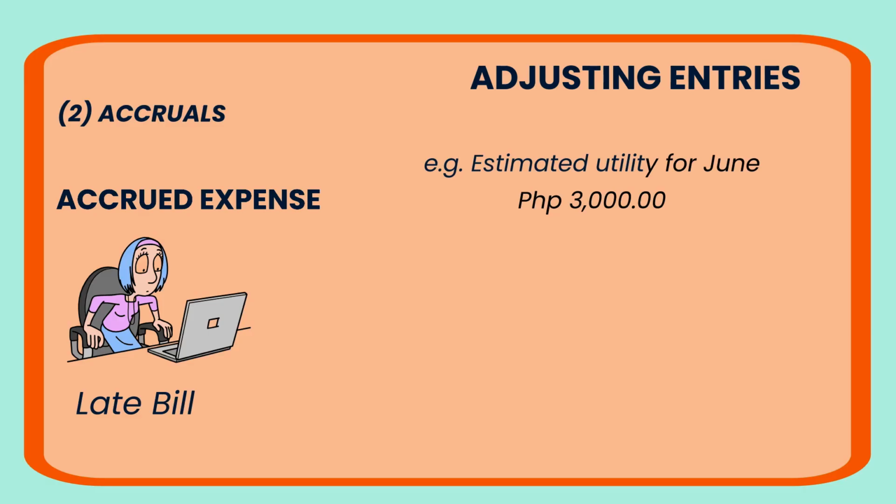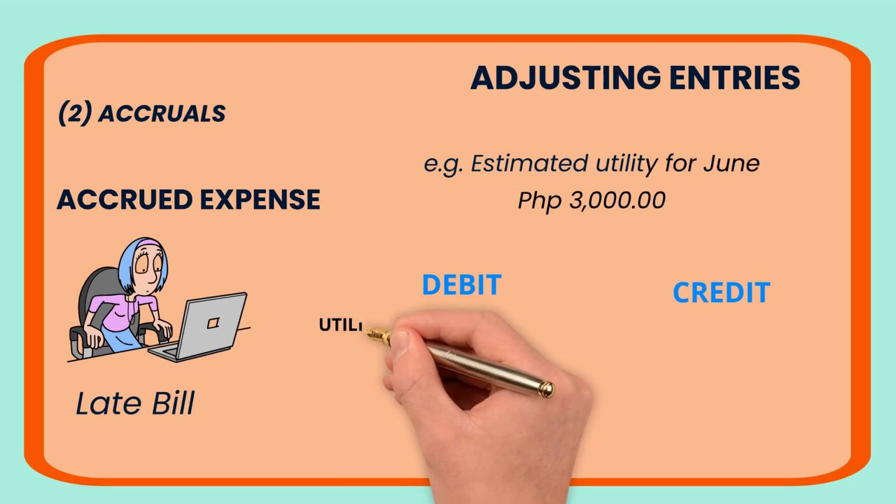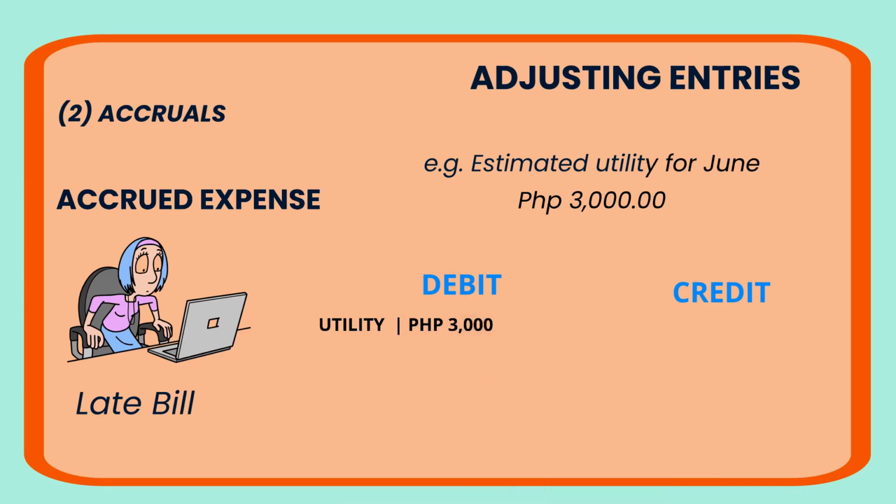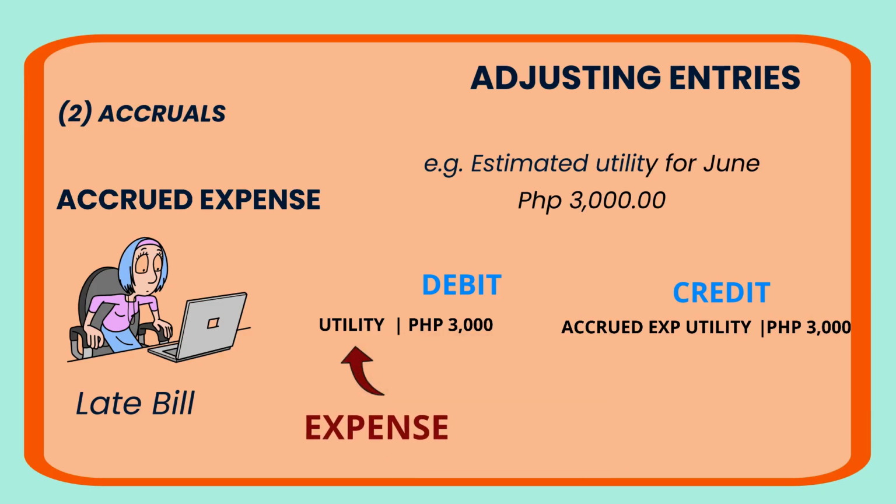Paano mo ito i-journal? If you already know your bill and you're paying for it, ang ginawa natin dito before is that you are parting away with cash, so you will credit cash and you will debit the expense utility. But since you're not parting away with cash, you have to use another account on the credit side. For this account, you can use what we call an accrued expense utility. This account is a liability. So in this journal entry, you have an expense on the left side and a liability on the right side.